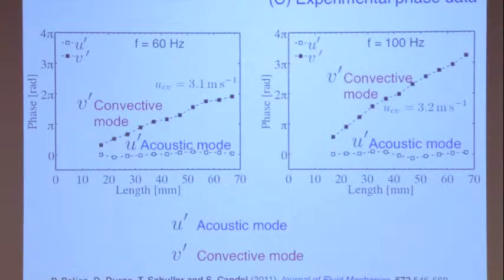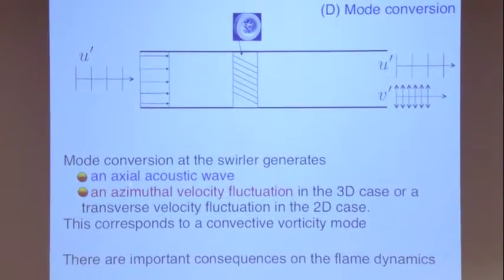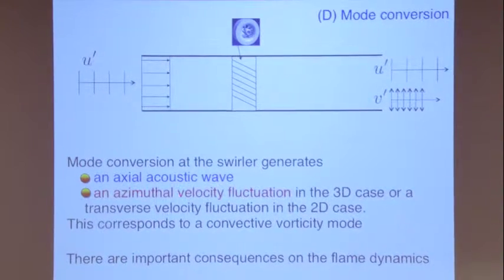And like that, you know now that the flame will respond to these two perturbations, not only to the acoustics, but also to this transverse convective mode. And so mode conversion at the swirler generates an actual acoustic wave and an azimuthal velocity fluctuation in the 3D case, or a transverse velocity fluctuation in the 2D case, a convective vorticity mode. And this has important consequences on the flame dynamics.